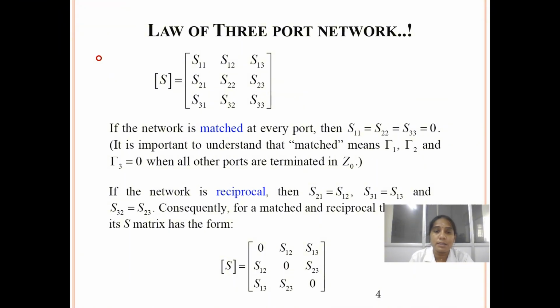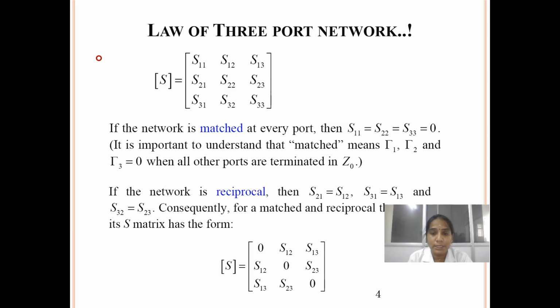And as we have discussed earlier, for a matched network, the diagonal elements will be 0. It means that if we give input at one particular port, we will not get any output at the same port, because there is no reflection. When the ports are matched, there will be no reflection, so S11, S22 and S33 will become 0.